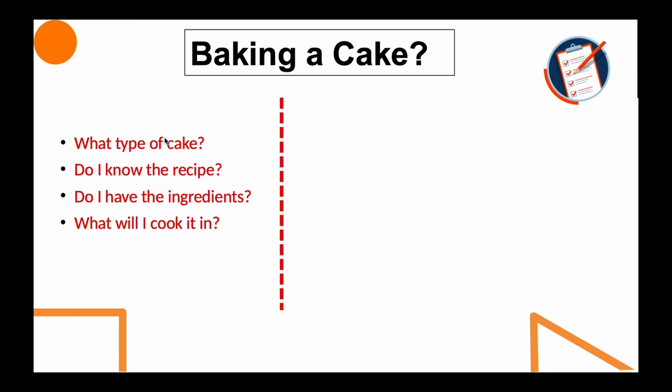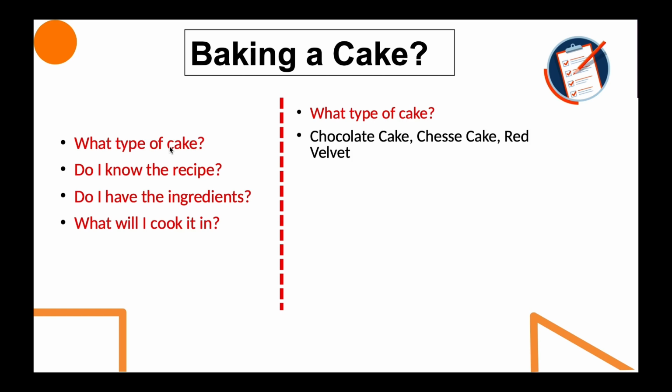Let's try to get the answers to these questions. So, what type of cake do I even want to bake? I can decide to choose chocolate cake, cheesecake, or red velvet. Then my second question is, do I have the recipe? So yes, no, or partly. Yes, so I can have the recipe for the cake that I chose.